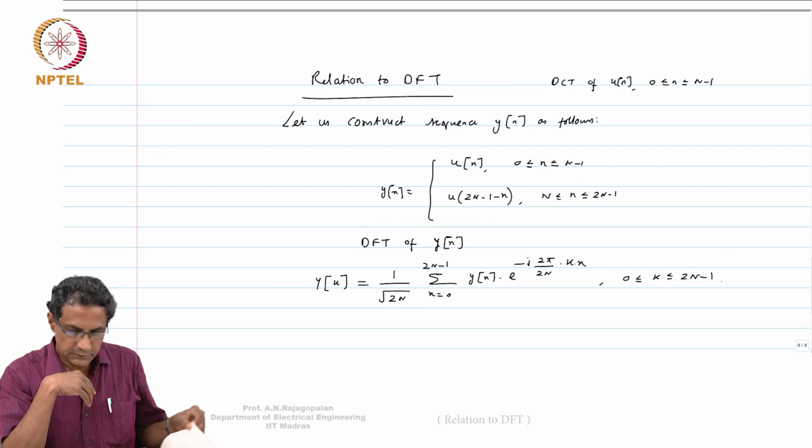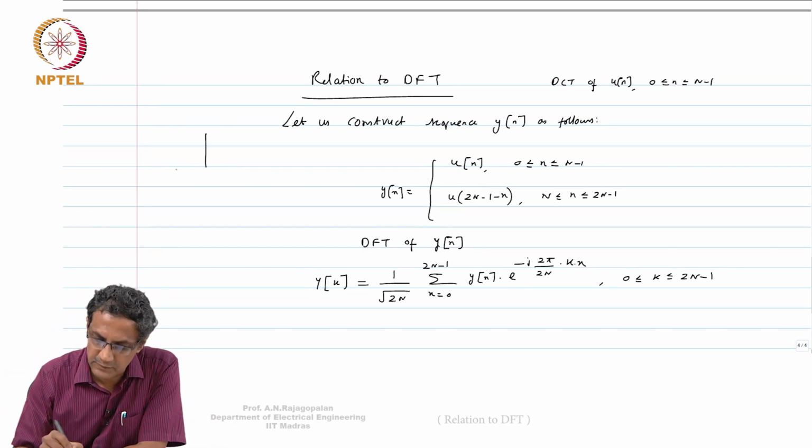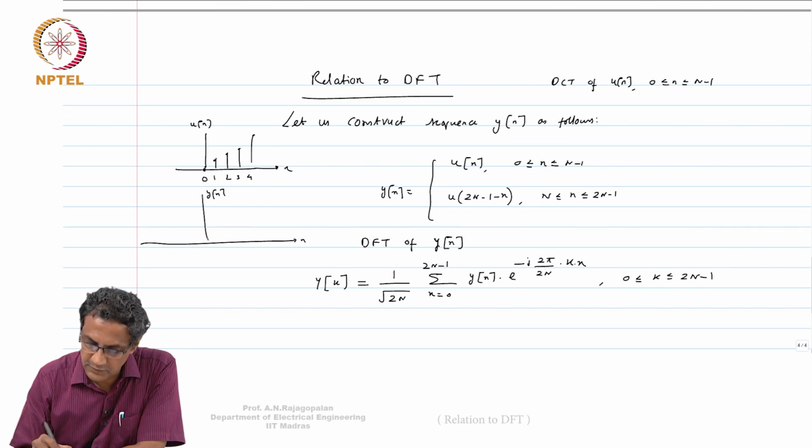Now suppose I have the sequence. Let's go back to that sequence, where you had 0, 1, 2, 3, 4. This was your u[n], versus n. So this is u0, u1, u2, u3, u4, those are the values. You are now plotting y[n] versus n. From 0 to 4, it looks exactly like u[n].